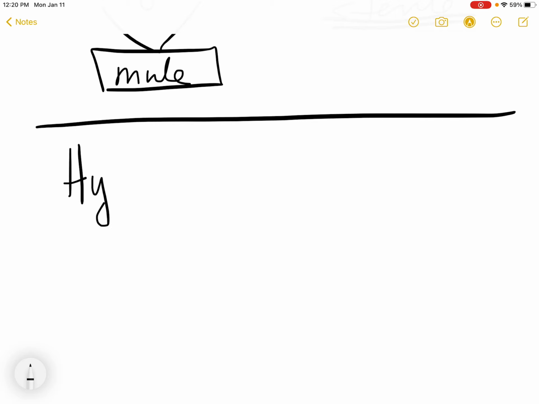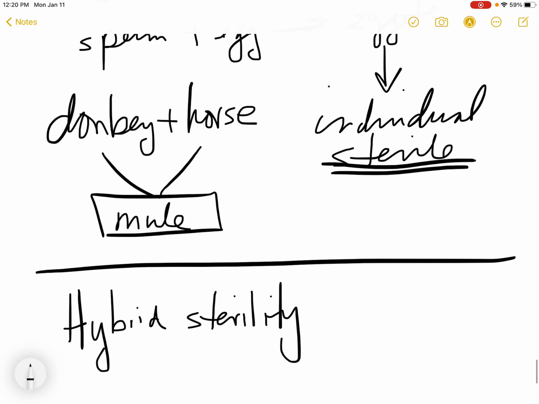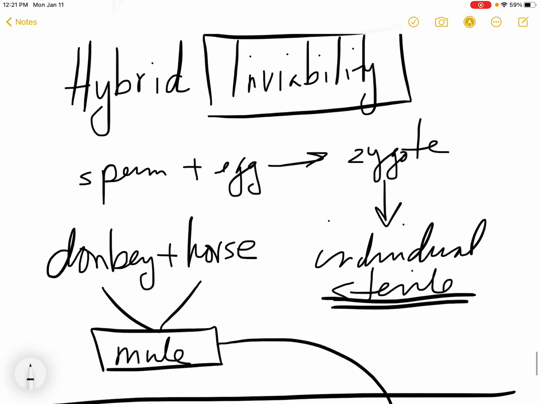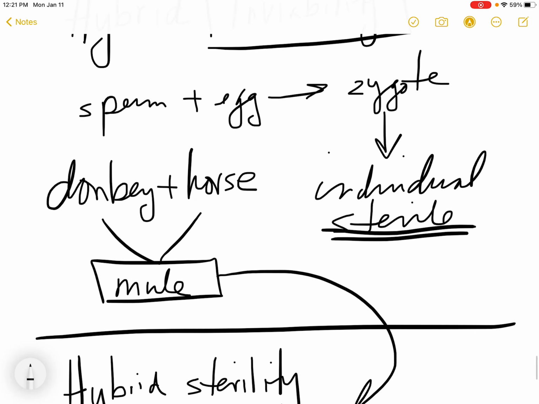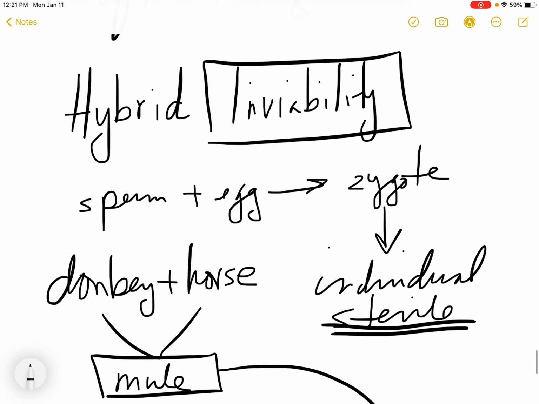The next is what we call hybrid sterility. Okay, so I realize now that I jumped the gun. And actually, the mule is a better example of this. Sometimes when I do these things, I keep them in my head, and I make little associations, and then I forget to undo those associations before I teach to you.